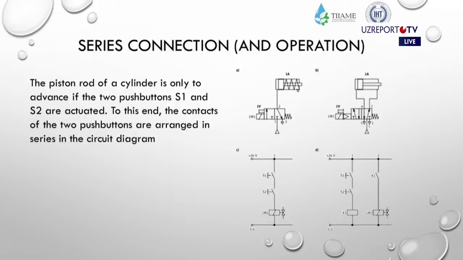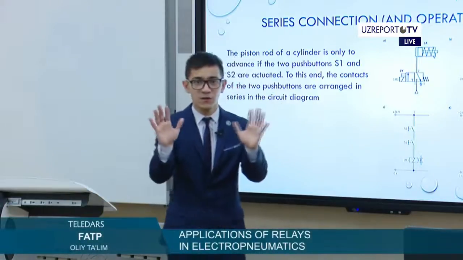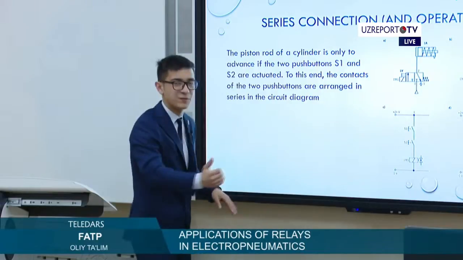Let's imagine that we have in one line a cylinder, push buttons S1 and S2, when they are activated, and the contacts of the two push buttons are arranged in series in the circuit diagram. You must push them at the same time, not just in one combination. If you do it at the same time, the process will start. If you are late by a couple of seconds, this technology process is over and doesn't start. It just stays in one place.